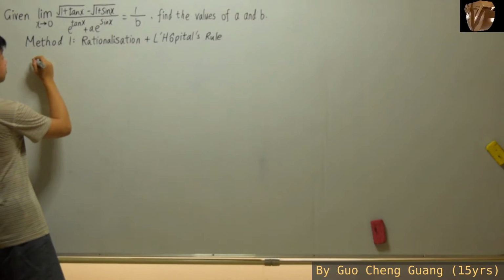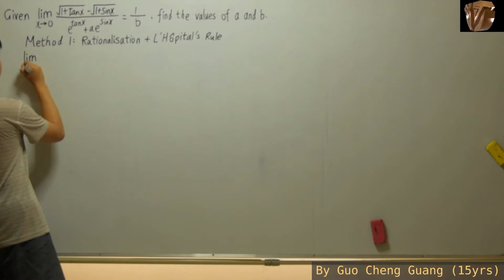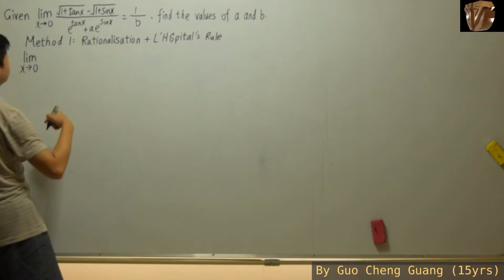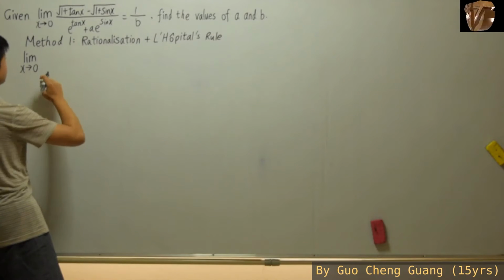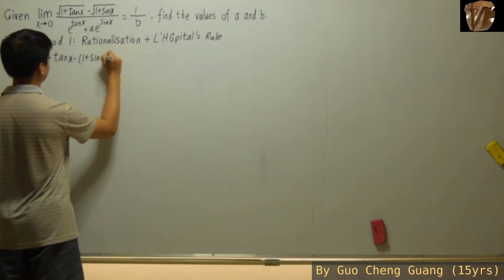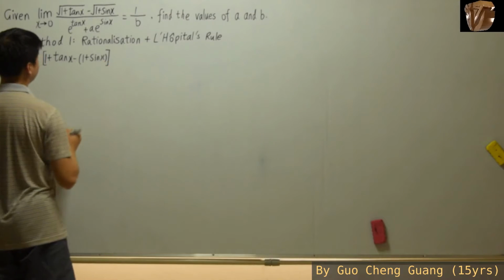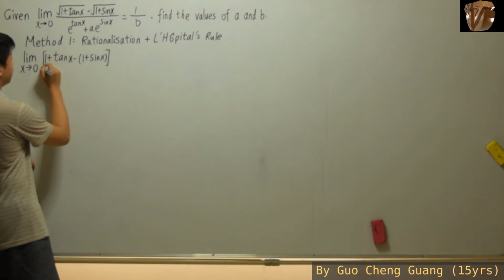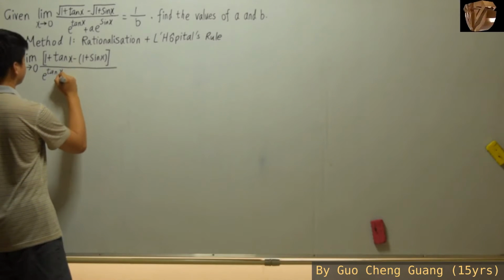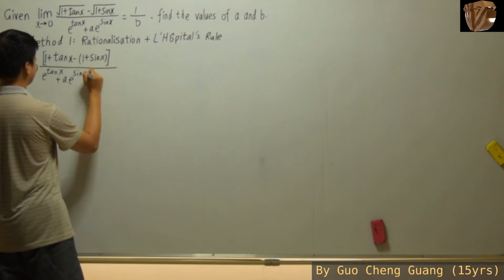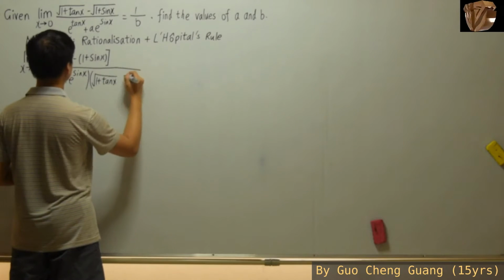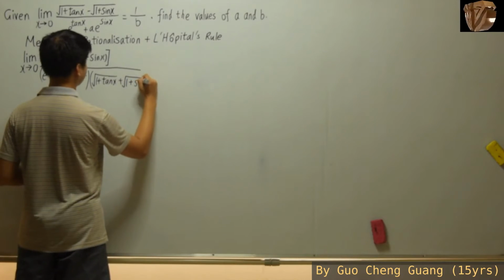So, rationalization, we're going to have the limit as x approaches 0. Since this is in a minus b form, we can multiply a plus b on both numerator and denominator. We're going to have 1 plus tangent x minus 1 plus sine x in the numerator. And then you're going to have e to the power of tangent x plus a times e to the power of sine x in the denominator, multiplied by square root of 1 plus tangent x plus square root of 1 plus sine x.